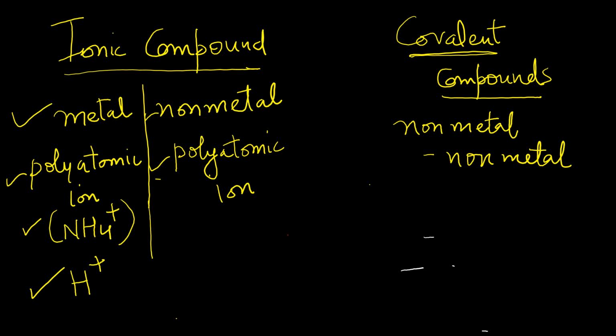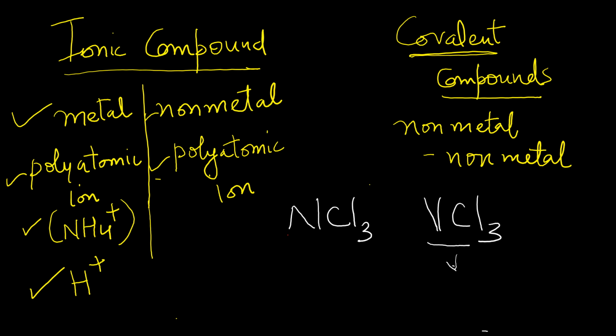How about NCl3 and VCl3? So try it out. Think for a minute. If you're done enough thinking, let me help you out. VCl3, I hope you figured it out correct. VCl3 is an ionic compound, right? And NCl3 is covalent. Obviously, I think you got it right.